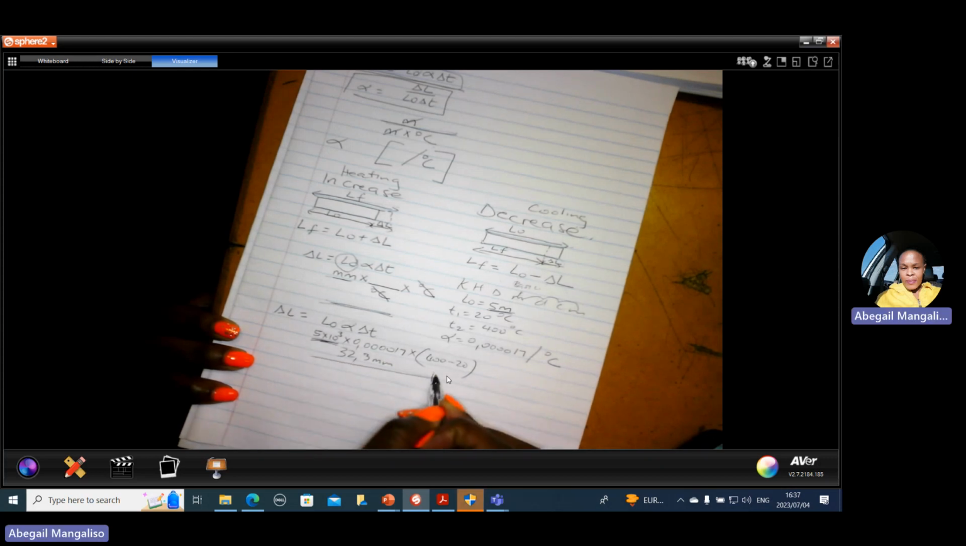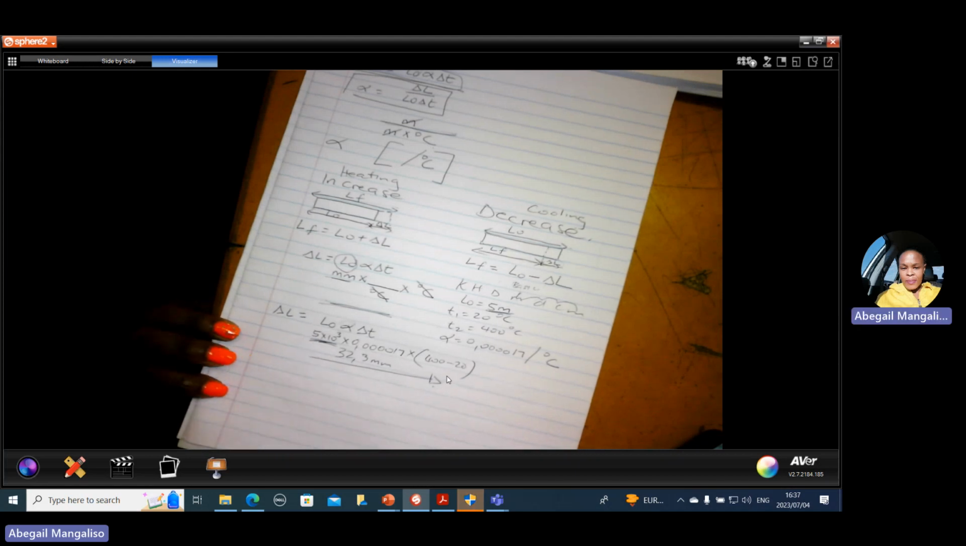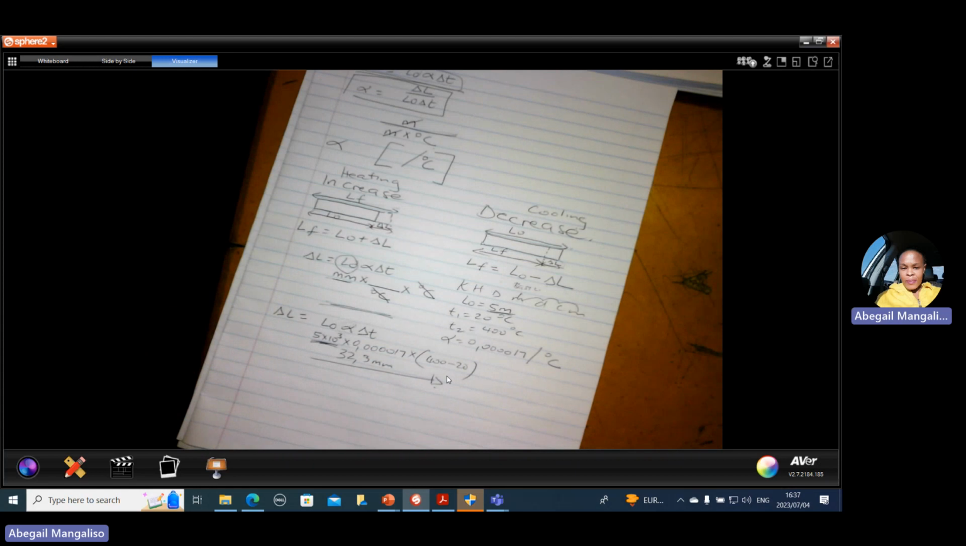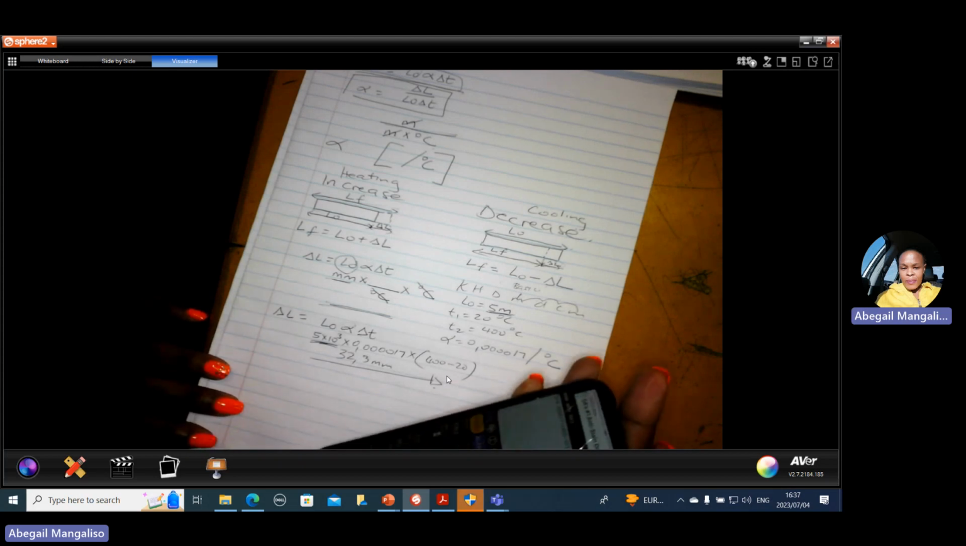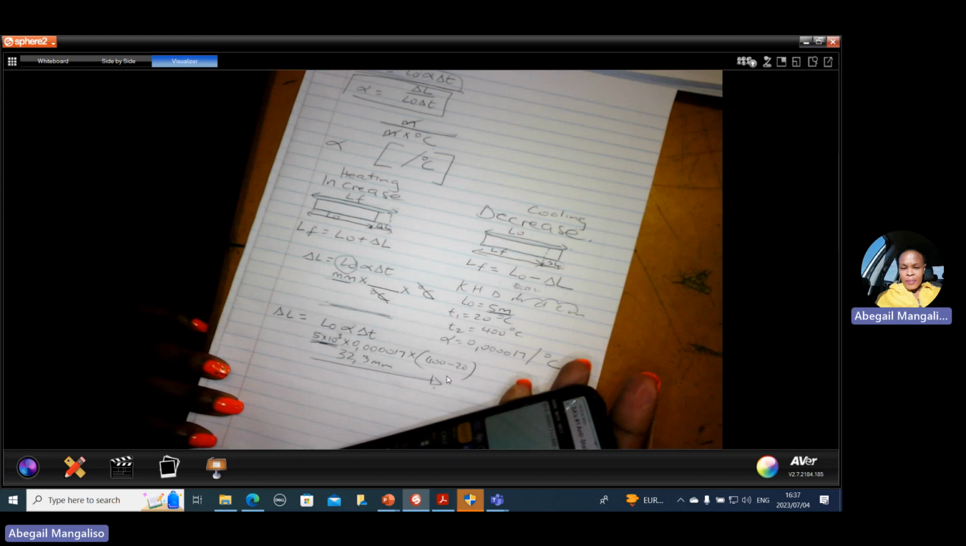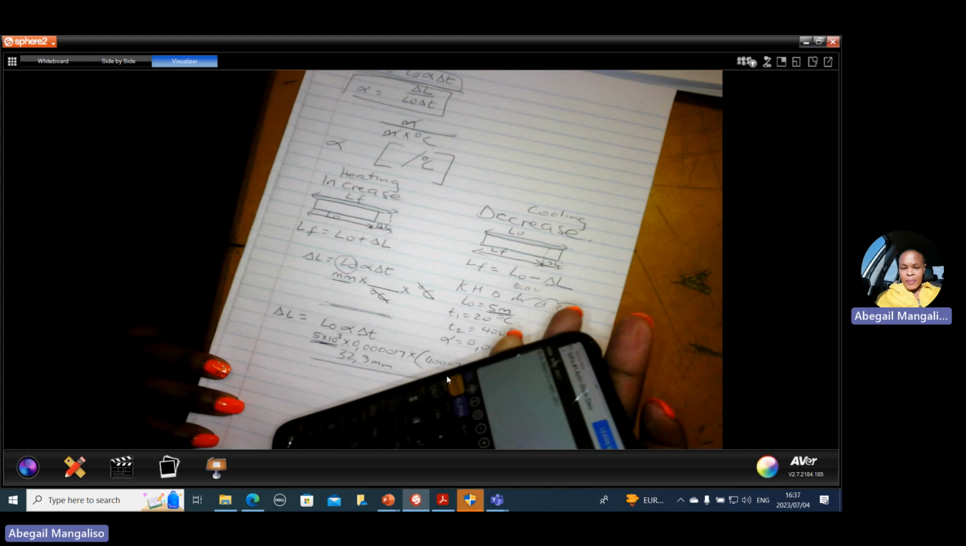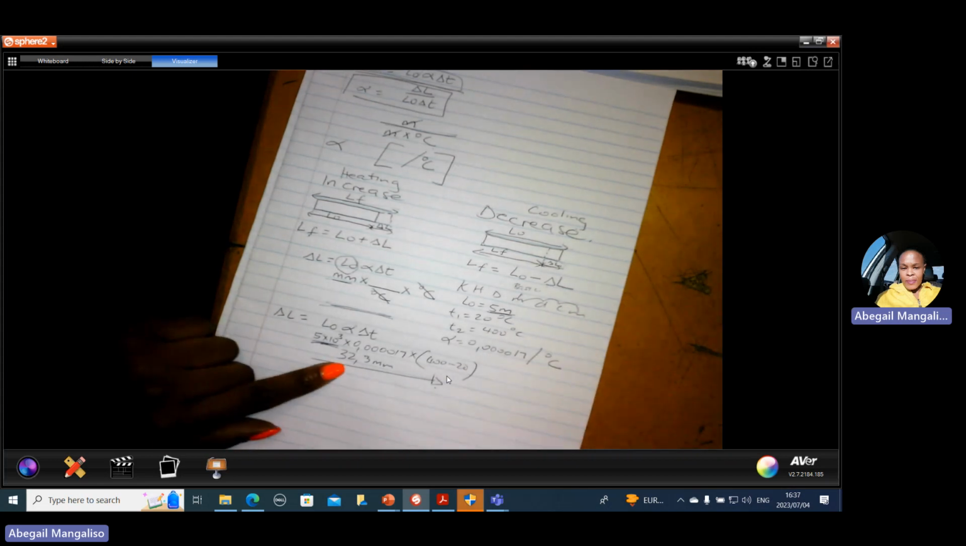That is the answer. You can also use 5 there. If you use 5, your answer will be in meters. So when you multiply by 5, the answer is 0,0323. Now you change this answer to millimeters, and you're still going to get this answer.